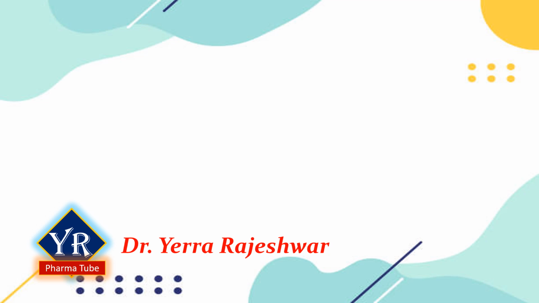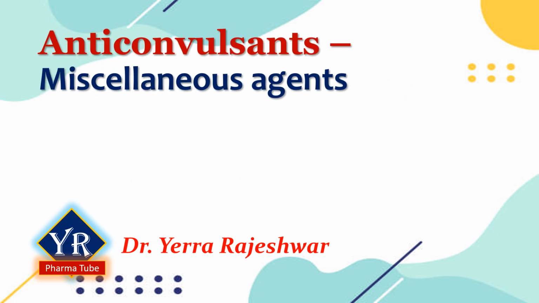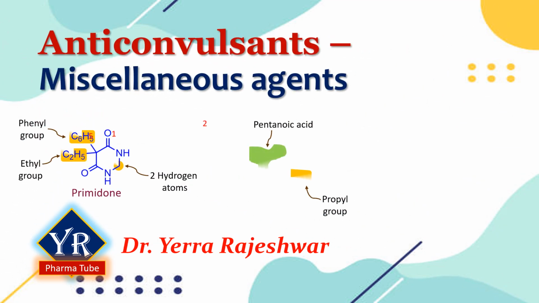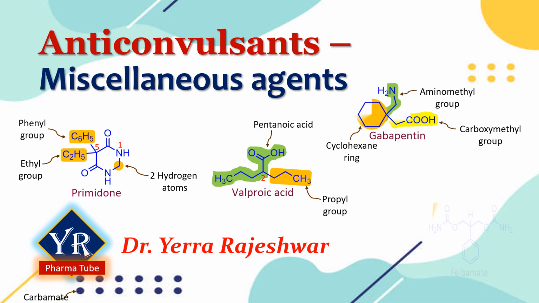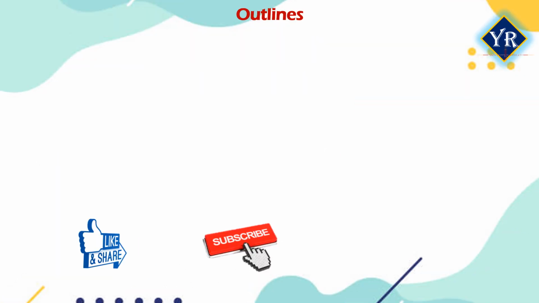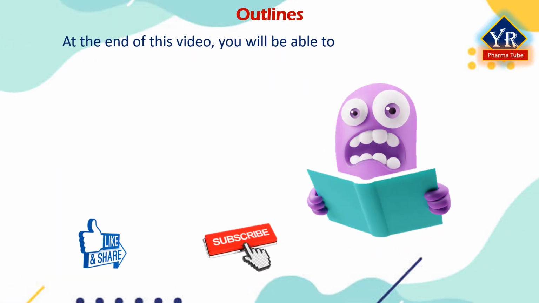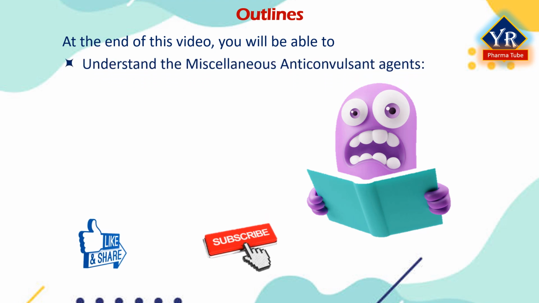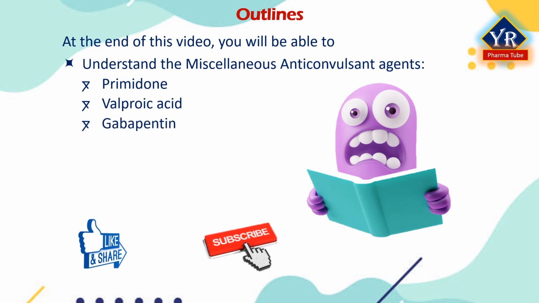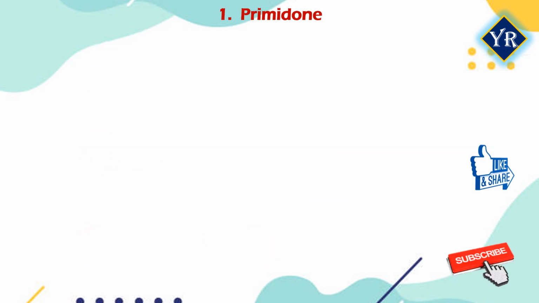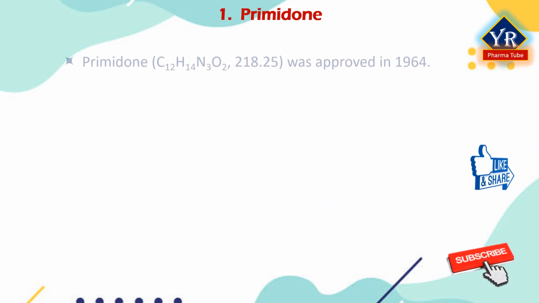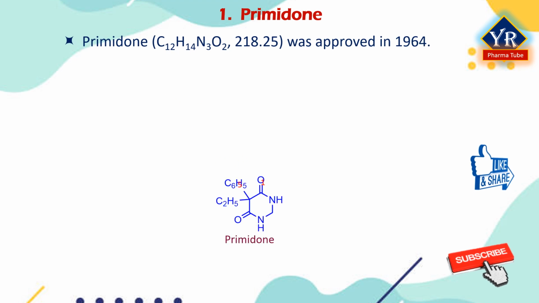In this lesson, we shall learn about the miscellaneous anticonvulsants such as Primidone, Valproic acid, Gabapentin, and Felbamate. At the end of this video, you will be able to understand the miscellaneous anticonvulsants such as Primidone, Valproic acid, Gabapentin, and Felbamate. Primidone. Primidone was approved for medical use in the United States in 1964.